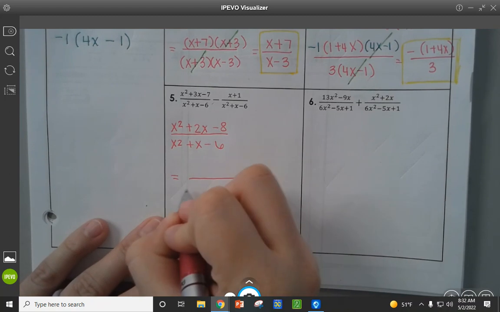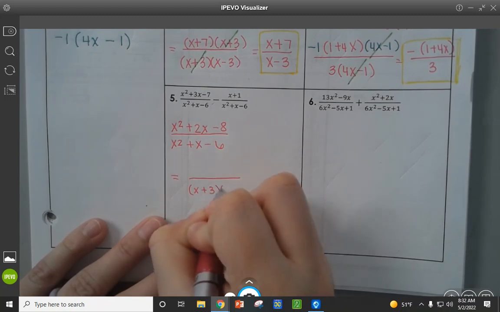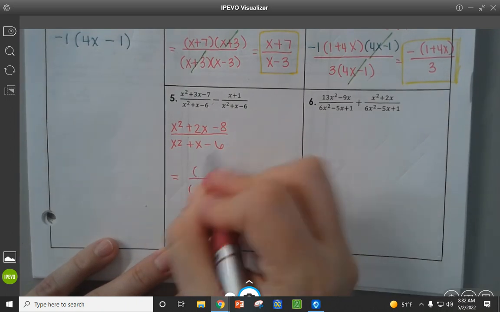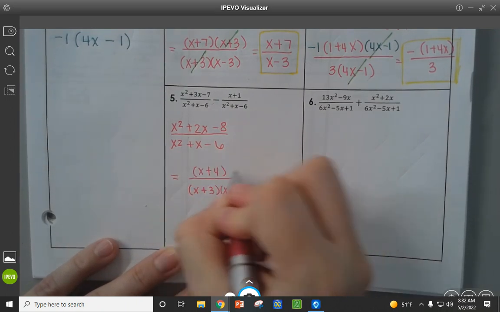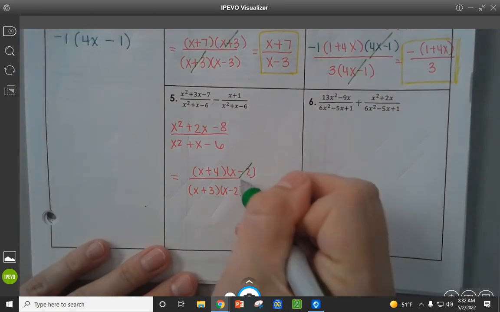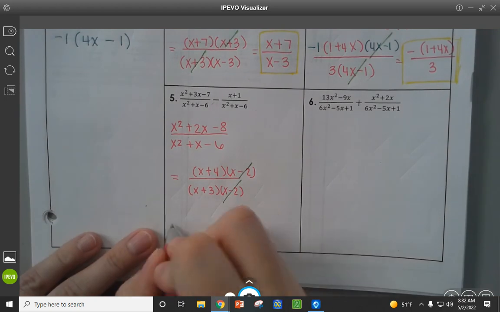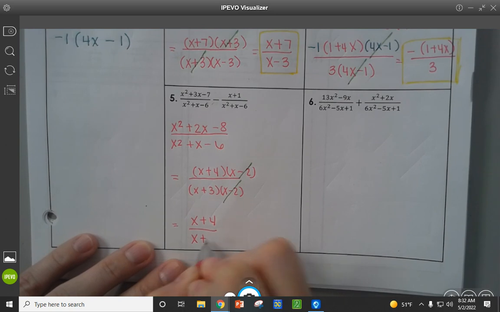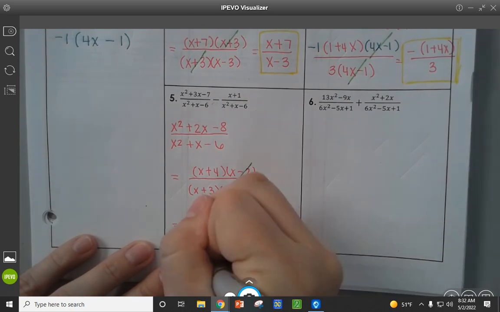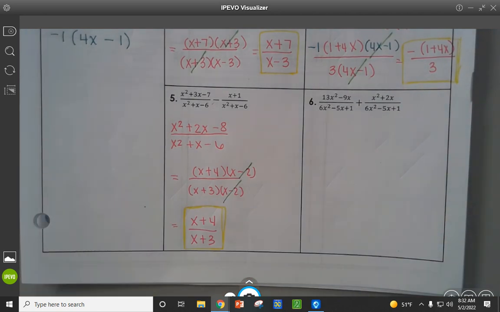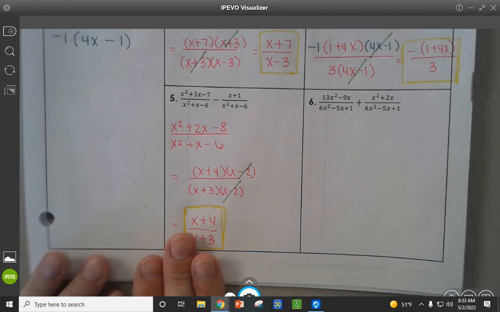The denominator factors into x plus 3, x minus 2. And the numerator factors into x plus 4, x minus 2. And these x minus 2's cancel, leaving x plus 4 over x plus 3. Are there any questions on number 5?